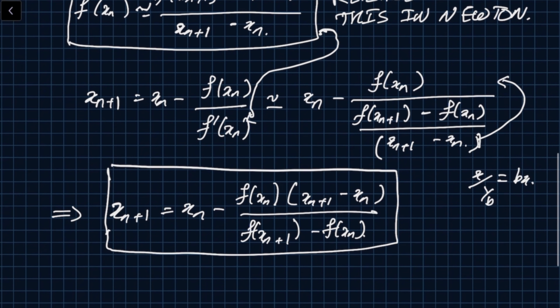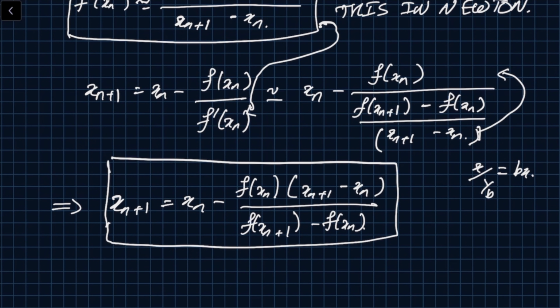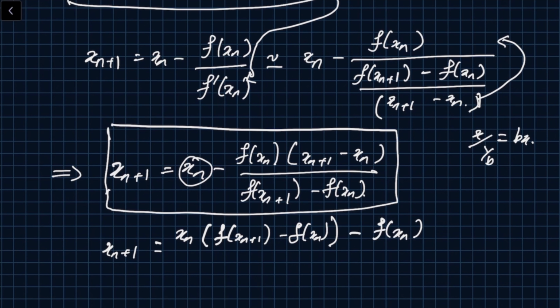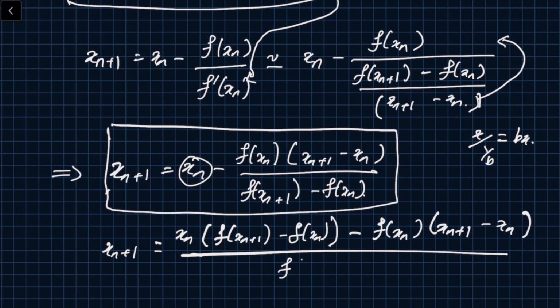Another form, you can write this as, if you take a common denominator, what you get is the following. So xn plus 1 is xn times f of xn plus 1 minus f of xn, minus f of xn times xn plus 1 minus xn, over what we have in the denominator, f of xn plus 1 minus f of xn. Now, why did I write this as such? Because there are some terms that cancel.